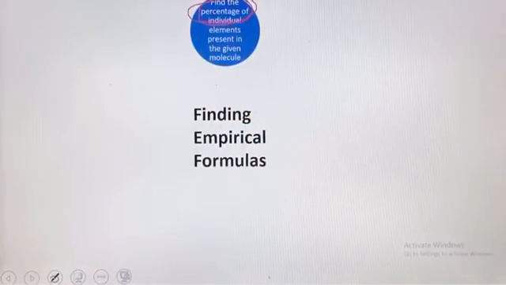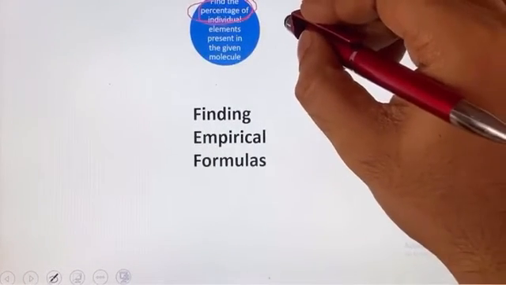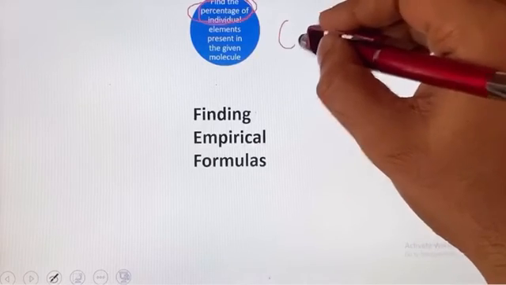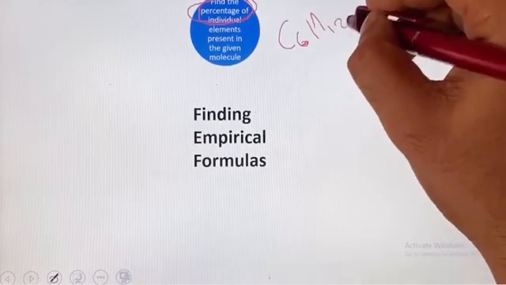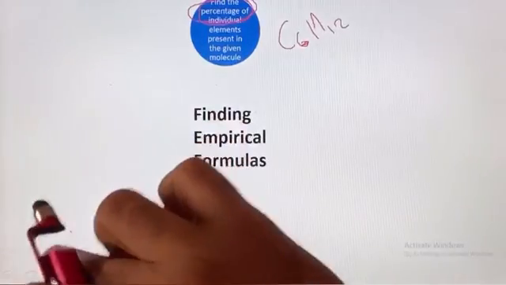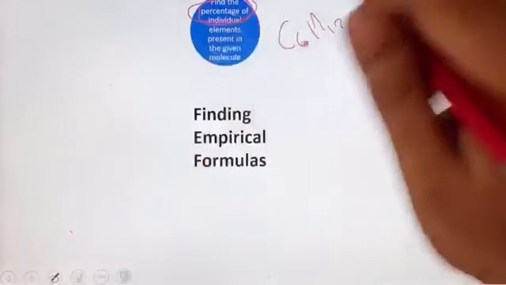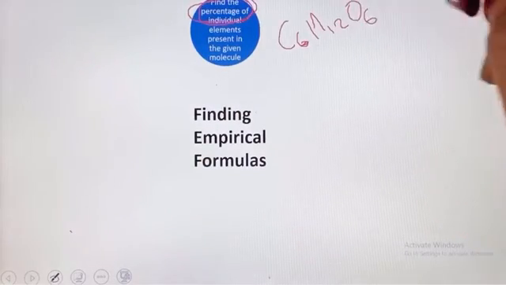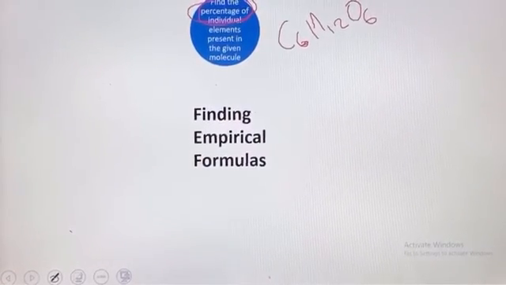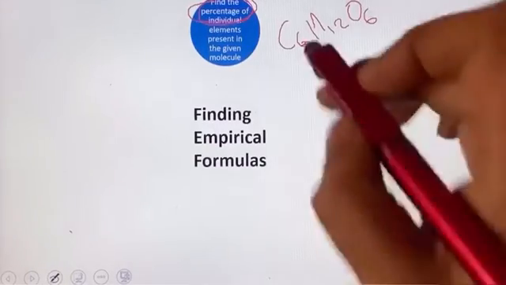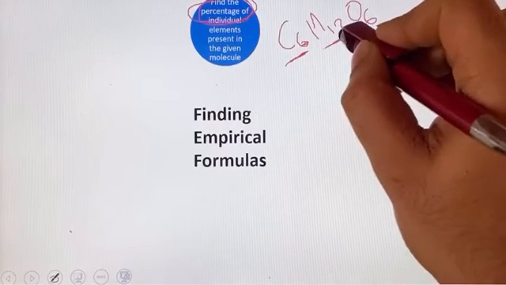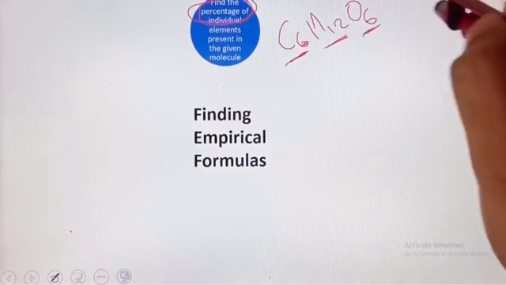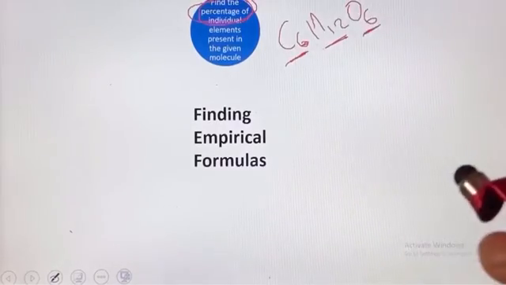Now when I say percentage of individual elements, what do I mean by that? Let's take an example of a glucose molecule, that is C6H12O6. Okay, now this is my glucose molecule. Here I'll find out the percentage of my carbon, then percentage of hydrogen, and then the percentage of oxygen. That's the most important thing that I do.